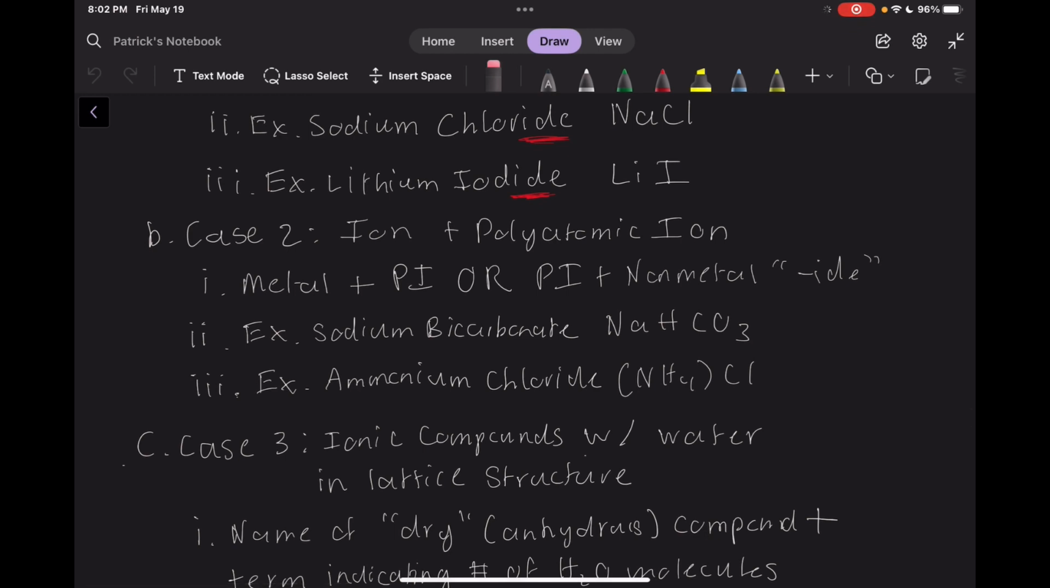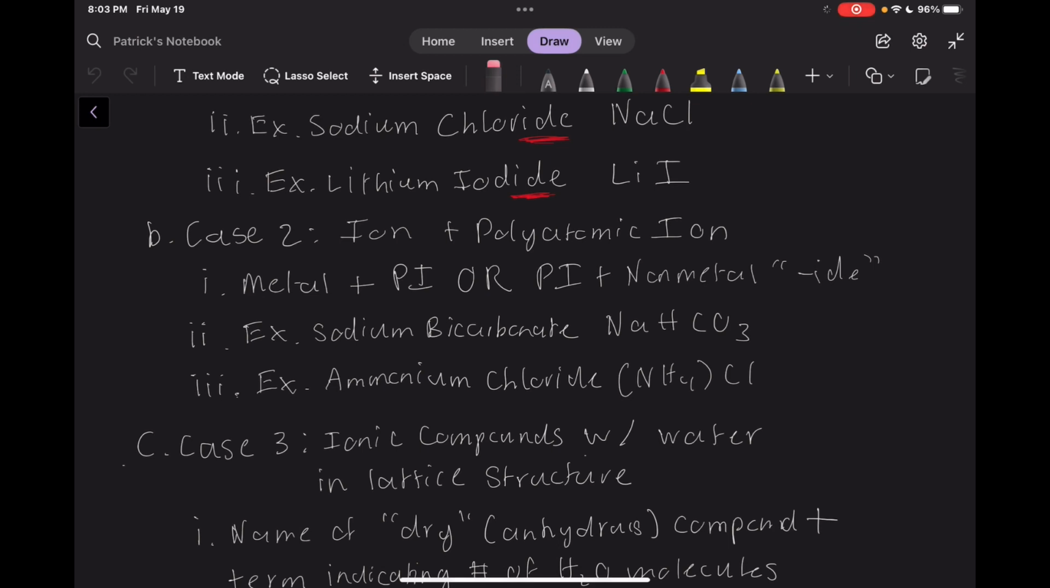Case 2 involves compounds made up of a monoatomic ion bonded to a polyatomic ion. If the bond is between a metal or cation and a polyatomic ion, the metal's name goes first. If the bond is between a nonmetal or anion and a polyatomic ion, the name of the polyatomic ion goes first, followed by the nonmetal with the suffix "ide."